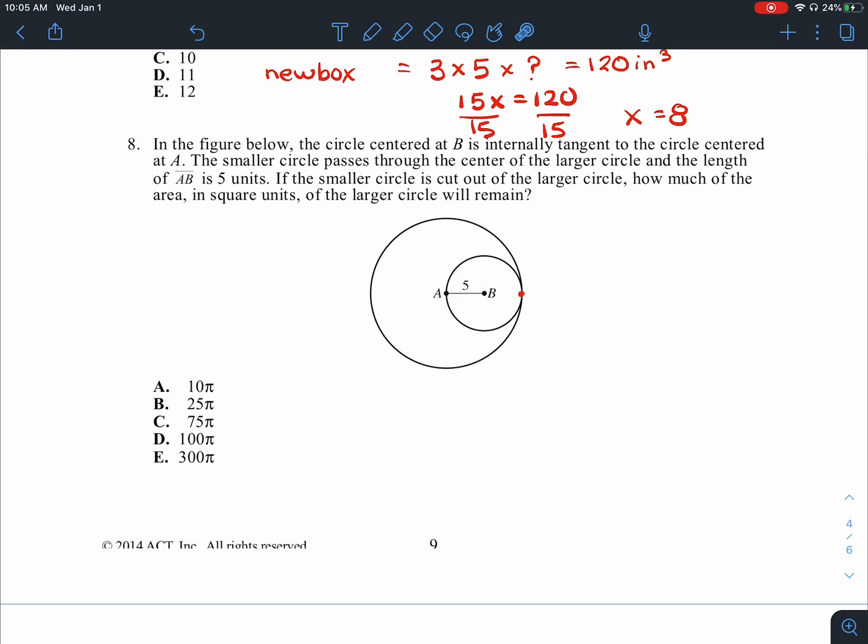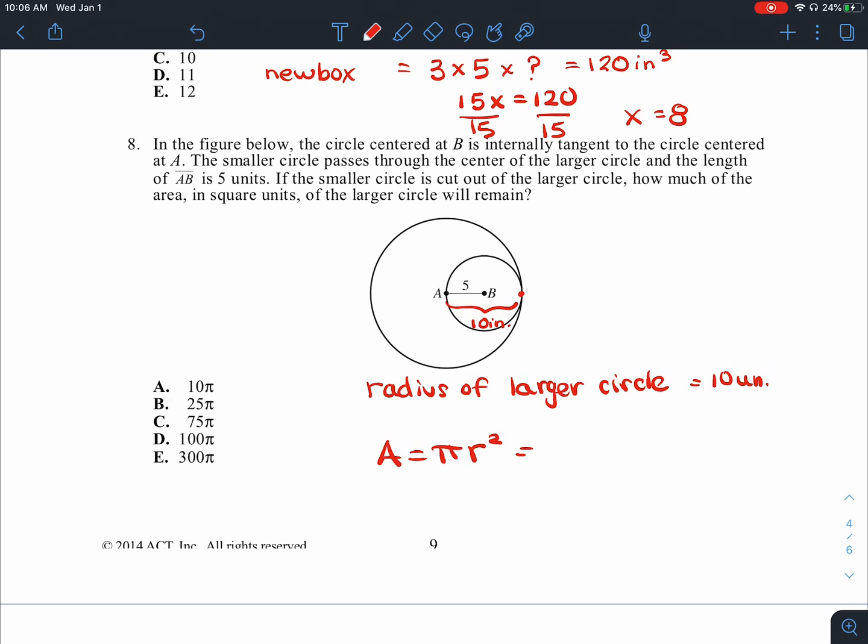If the smaller circle is cut out of the larger circle, how much of the area in square units of the larger circle would remain? So here's what we know. The radius of the larger circle would be 10 units. So really, the diameter of the small circle is the radius of the large circle. Now remember, our area formula for circles is pi r squared.